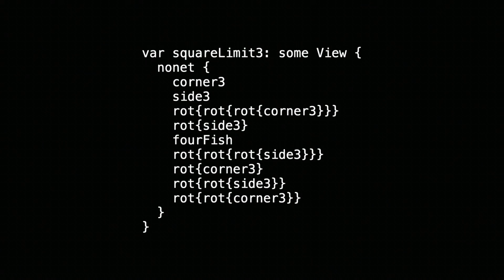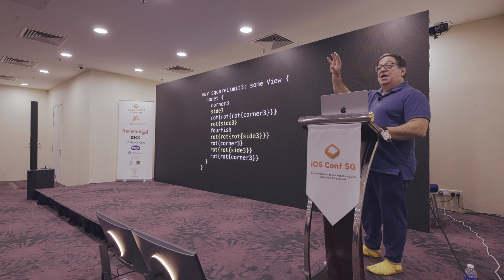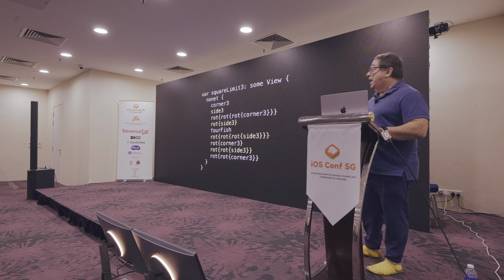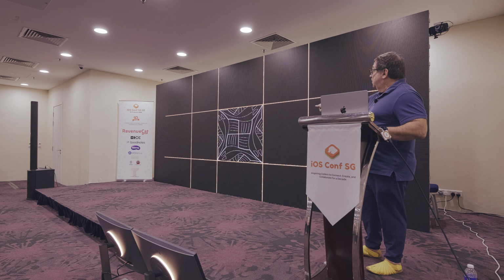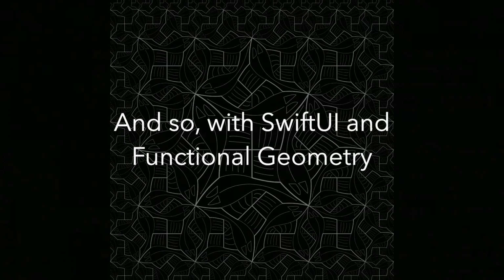And so in my nonet, I have my center of the 4 fish, I have my side that I've rotated and put in each of those spots, and I have my corners that I've rotated appropriately and put in those spots. And so I have my center with the side, I rotate it, I rotate it, I rotate it. I have my corner, I rotate it, I rotate it, I rotate it. And so with SwiftUI and functional geometry, there are your fish.